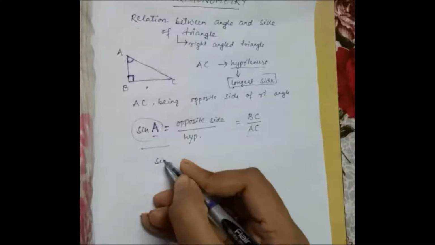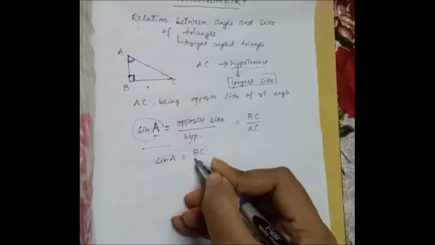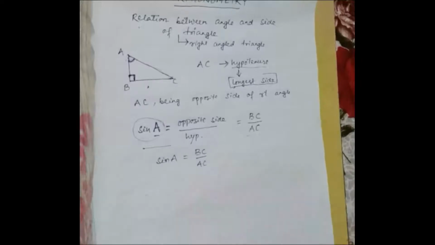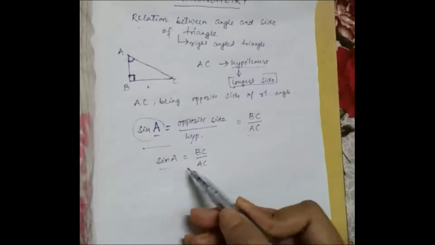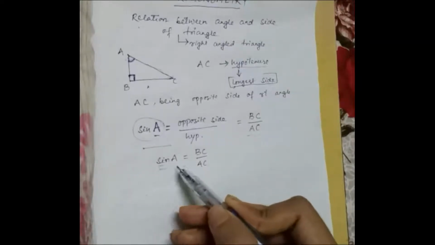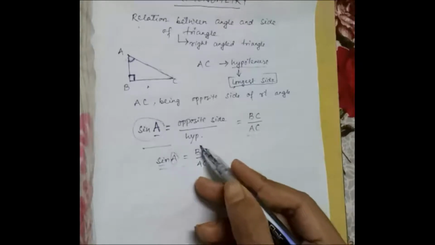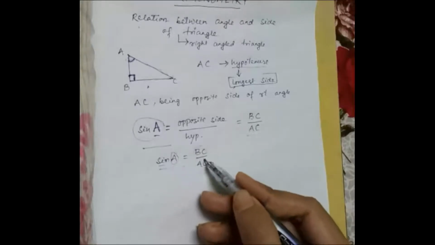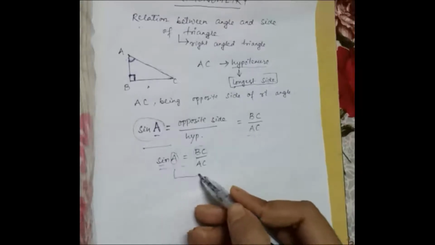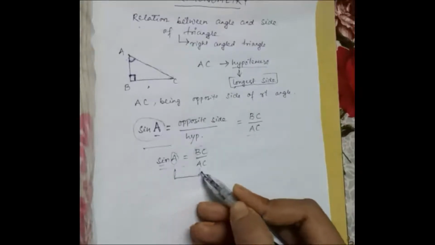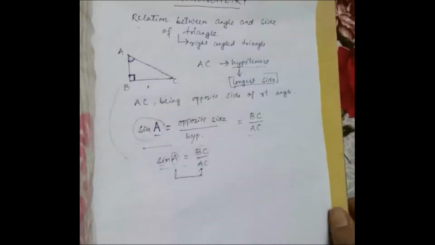Now let me clearly write it. Sine A is equal to BC by AC. So it is clearly shown that sine of angle A is equal to BC, which is a side, and AC is also a side. So it is defining the relationship between an angle and the sides of this triangle.